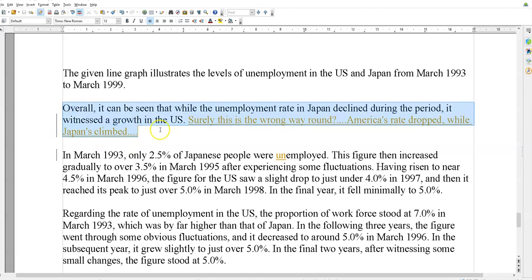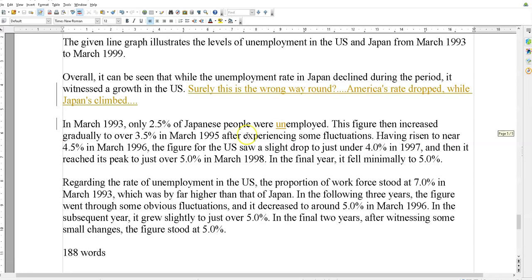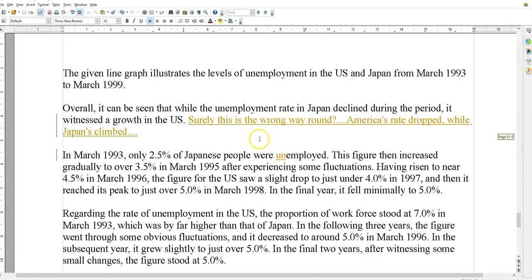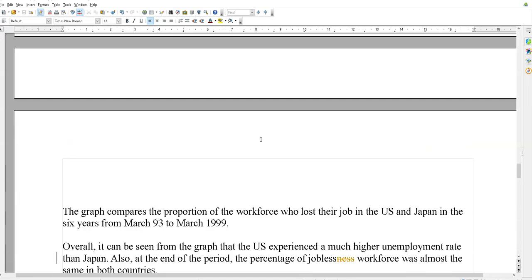Right, this would obviously cause you a major problem. The unemployment rate declined. No, it didn't. America's declined, Japan's increased. So you've got that the wrong way round. When you say only 2.5 were employed, you mean were unemployed. Now, it's only minor stuff, it's minor in that it's just a couple of letters here and there, but you've got it the complete wrong way round. So this internal contradiction is going to cost you, for sure. Okay, so try not to make such a simple mistake.